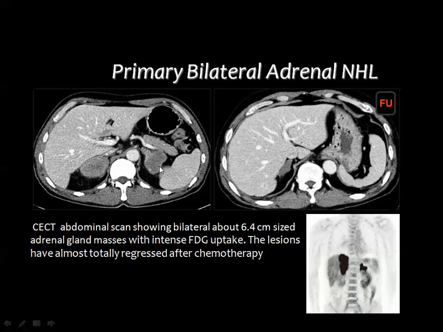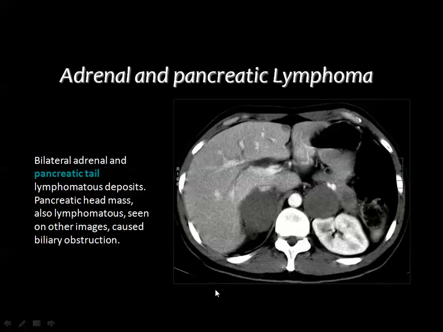Then you have the follow-up after treatment with almost total regression of the left side and residual small mass on the right side. And this is bilateral adrenal lymphoma with involvement of the pancreatic tail. Of course, you cannot say the diagnosis from this image, but you need some information about the clinical picture of the patient. And if you cannot reach the diagnosis, then you may go for biopsy.